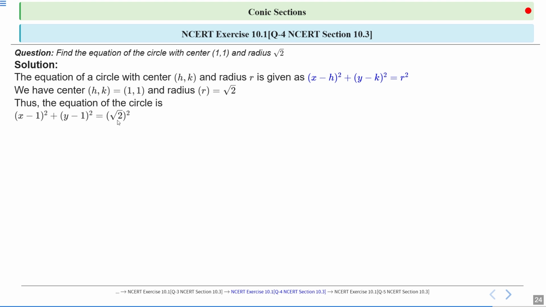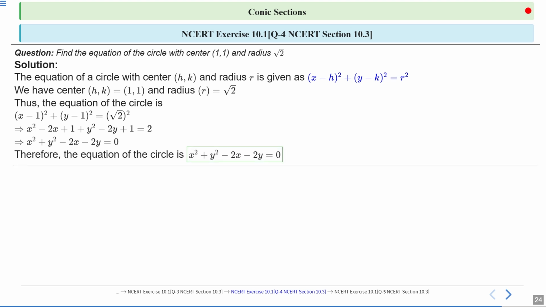Now use the (a minus b) whole square formula, that is a square minus 2ab plus b square. Then you will obtain x square minus 2x plus 1 plus y square minus 2y plus 1 equal to 2. And you will obtain this equation: x square plus y square minus 2x minus 2y equal to 0. So therefore the equation of the circle is x square plus y square minus 2x minus 2y equal to 0. I hope it is clear to all of you. Now let us move to the next question.